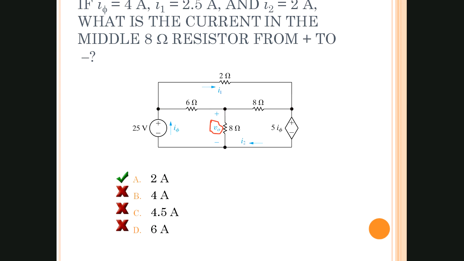I'll go ahead and set this up for you. If we're looking at the voltage drop across the 8 ohm resistor, V naught equals 8 times the current going through that resistor. Since we're going from plus to minus, we're in mesh 3, the lower left, so it would be I sub phi minus I2. I know that's not easy to read, but that would give you the voltage drop across the 8 ohm resistor.